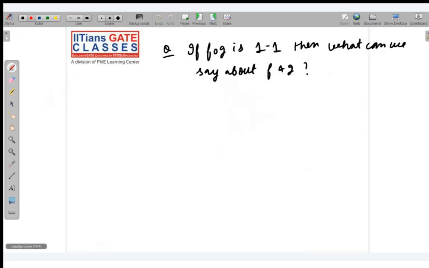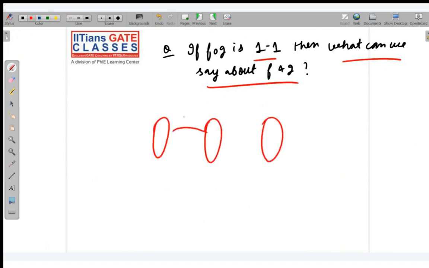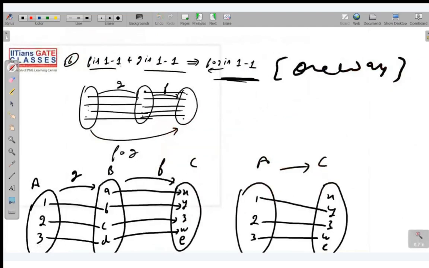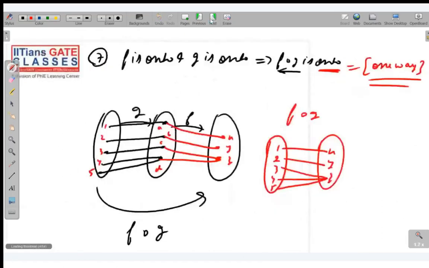Okay, so if f o g is 1-1, then what can you say about f and g? Say this is g and this is f, and they are saying that f o g is 1-1. So what can we say about f and g? Clearly, in the previous slide we have seen that if f is 1-1 and g is 1-1, then f o g is 1-1. Now we want to find the reverse, and I have told you this is a one-way theorem. If f o g is 1-1, then we have to think whether f is 1-1, g is 1-1, both are true, or only one of them is true.